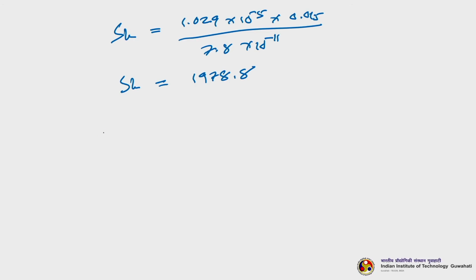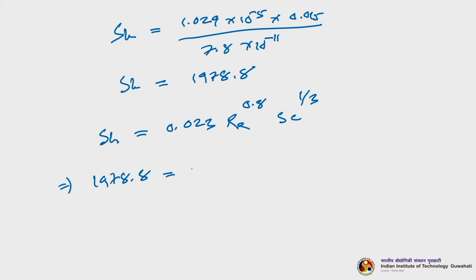So, we can write the expression: Sherwood number equals 0.023 Reynolds number to the power of 0.8 and Schmidt number to the power of 1/3. This is the Dittus-Boelter equation. Or we can substitute: 1978.8 equals 0.023 Reynolds number to the power of 0.8, then the Schmidt number, we got it, is 6.41 into 10 to the power of 5, to the power of 1/3.